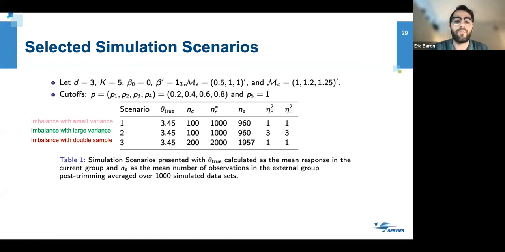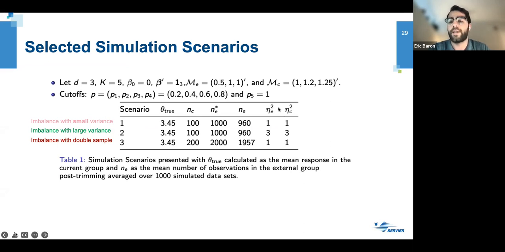So now we have three scenarios. This describes the scenario. Theta true is our true parameter of interest. Here, this is just the sum of the mean vector, because our regression coefficients are one and our intercept is zero. In our first scenario, we set the sample size for the current group to 100. N_E star is the number of observations before trimming, so 1,000. This N_E is an average over our number of replicates, of how many observations are left after the trimming step. Just to recap, the trimming step is we remove any observations that are outside of the propensity score range of the current group.